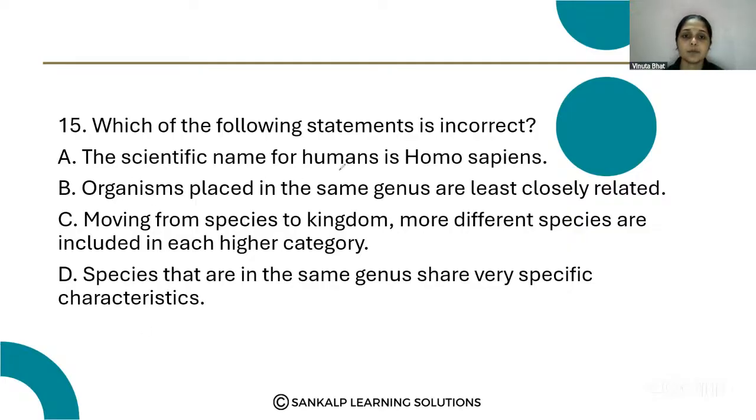The scientific name of humans is Homo sapiens. That is correct. Organisms placed in the same genus are least closely related. So they are not least closely related, right? The least closely related are placed under the kingdom. Moving from species to the kingdom, more different species are included in each higher category. Species that are in the same genus share very specific characteristics. So here the incorrect statement is the second one.